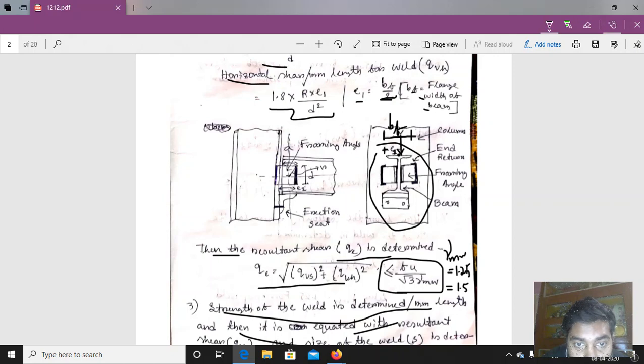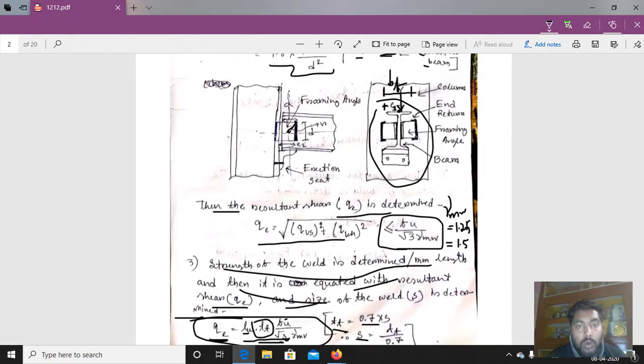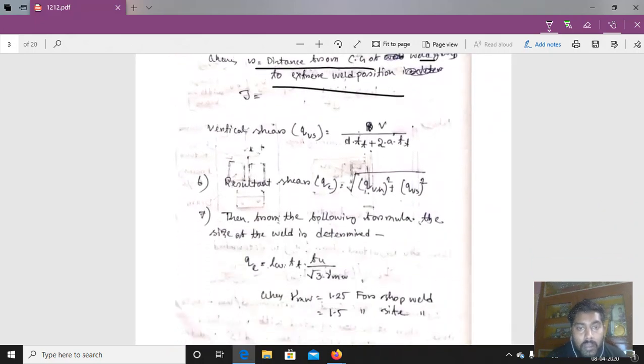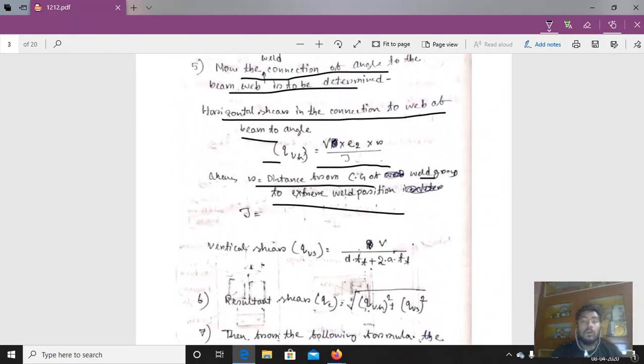This is the CG of the weld group and this is the extreme weld. So, between that distance is the value of R. So, we can determine it here. I have also mentioned this is the R. So, R can be determined. Okay. So, R V we know E2, that is the E2.